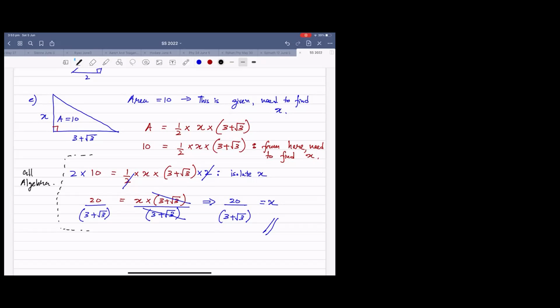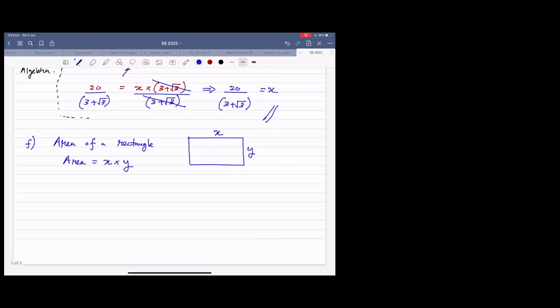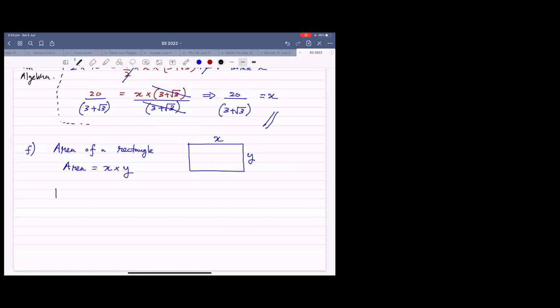Then question number F. Area of a rectangle. So this is X here, this is Y here. So area is defined by width times the length. Okay? So that's the theory part. That's it. You know this, right? Now the question is different. Question is this.